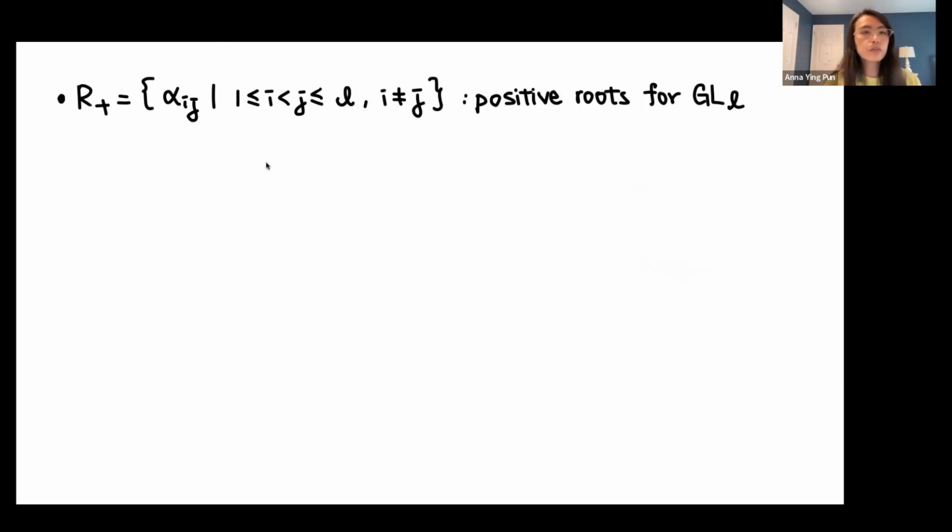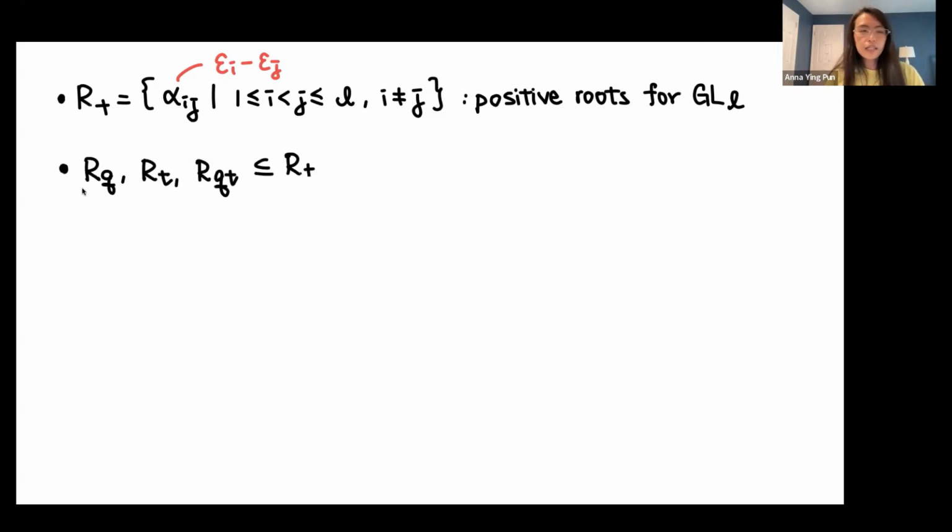First of all, you pick your L. Look at GL_L and look at all the positive roots. Each alpha_ij is simply epsilon_i minus epsilon_j, meaning that you have 1 in the i position, minus 1 in the j position, and 0 otherwise, with a length of L. For example, alpha_1,2 is just 1, minus 1, and a bunch of zeros. So you have a set of all these positive roots.